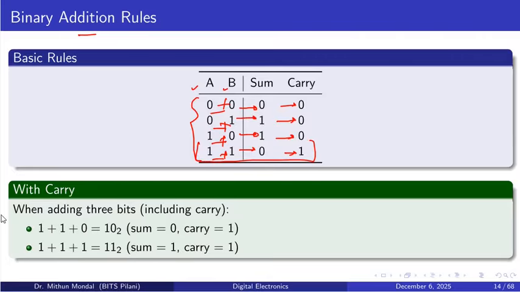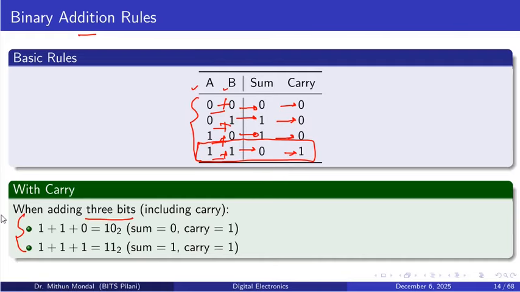So here you can see this particular case in general, which is 1 plus 1, meaning both are high. The sum is basically 0 and the carry is basically 1. So this process of carrying addition can be done for more than 2 bits also.